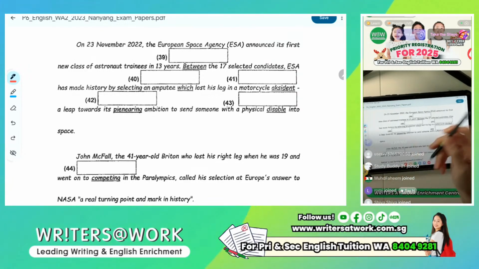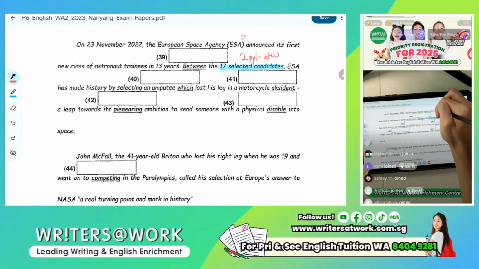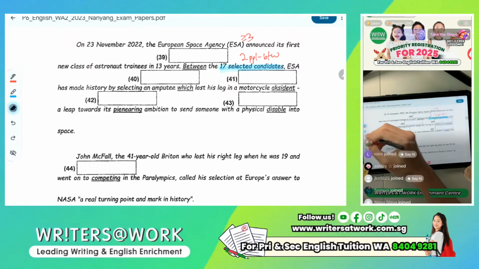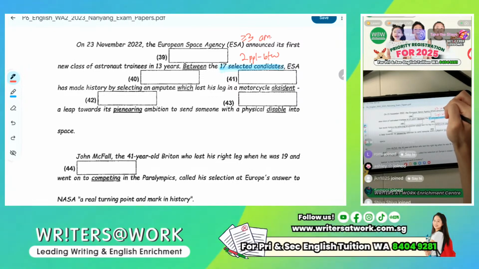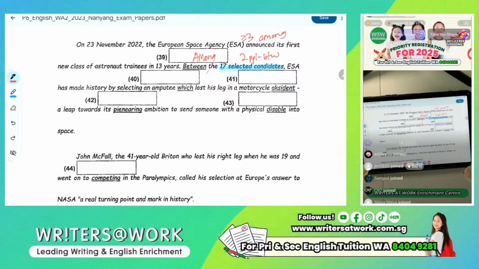So when we talk about 17 candidates, when there are two people, you will use between. When there are more than two, or sorry, three and above, we'll use among. Okay. And when we talk about the amputee here, and he's the subject of the sentence, and when we want to use a pronoun, we'll use who. Okay.